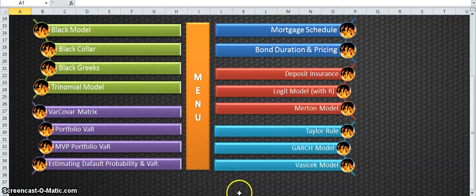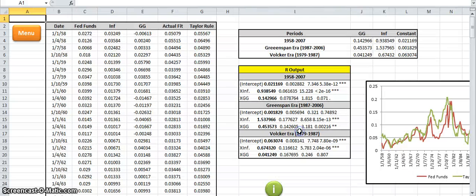Okay, so I'm going to take you through the Taylor rule, GARCH model and the Vasicek model. We start with the Taylor rule. The Taylor rule was designed by John Taylor in 1983.